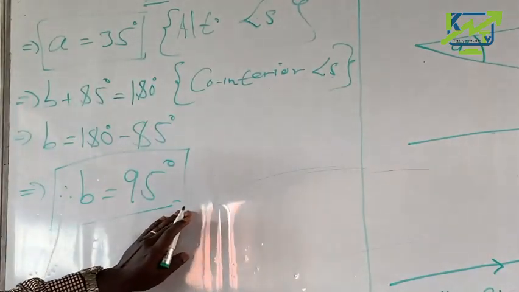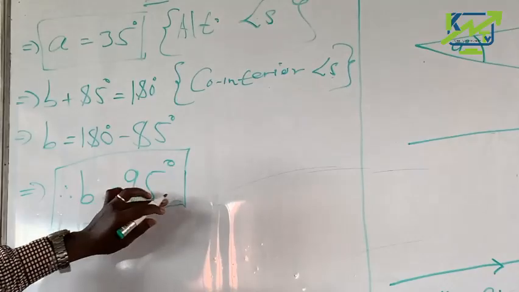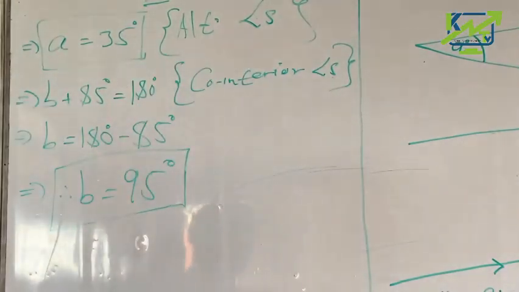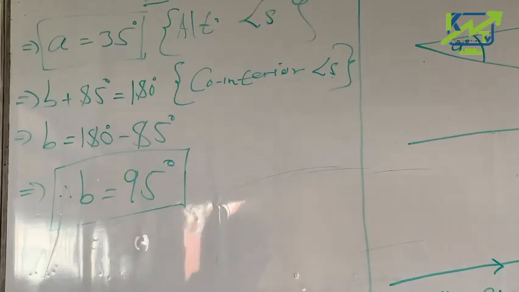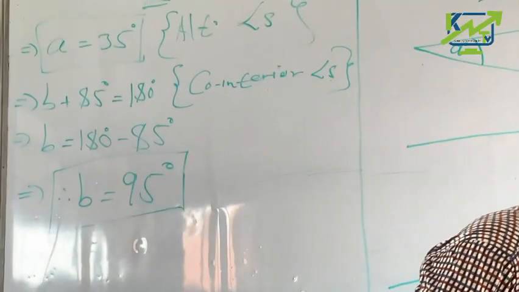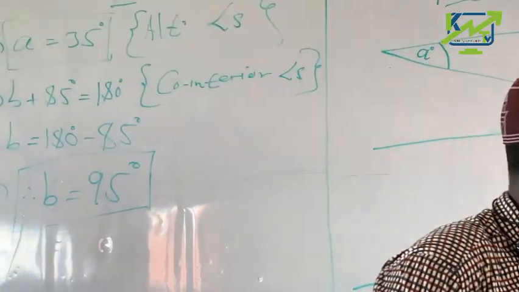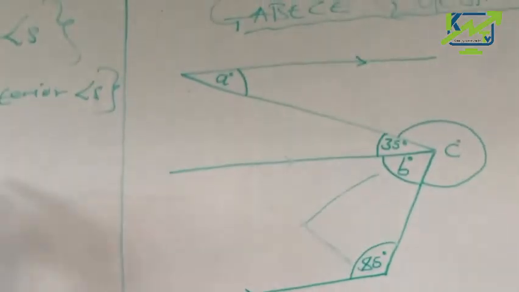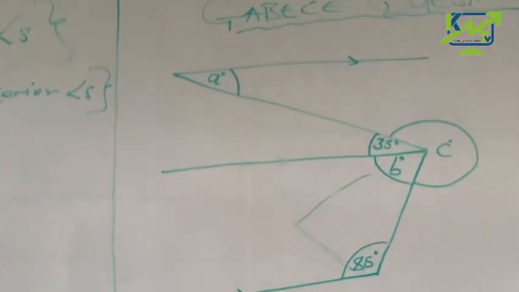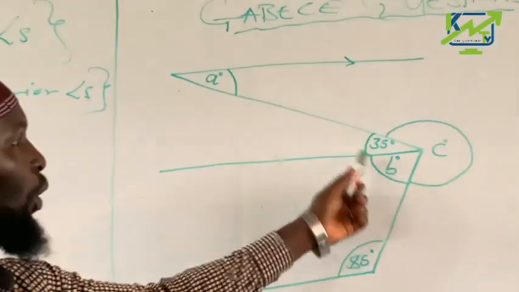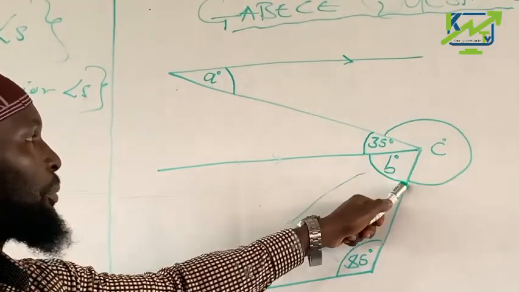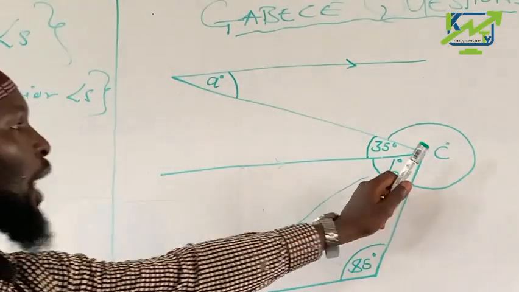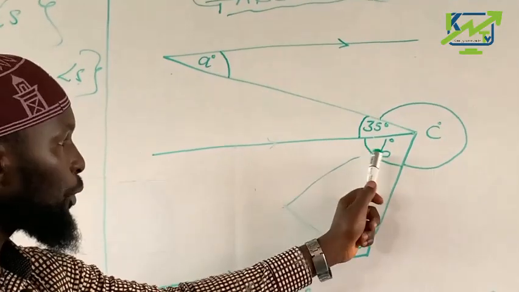Now we look at the solution for C. We are going to find angle C. Finding angle C is going to be very easy, because from the property here we learned that when all angles converge at a point, their summation is 360 degrees. Since we know our B, we say C plus B plus 35 equals 360 degrees. We start with the unknown variable first, because we know the value of B.